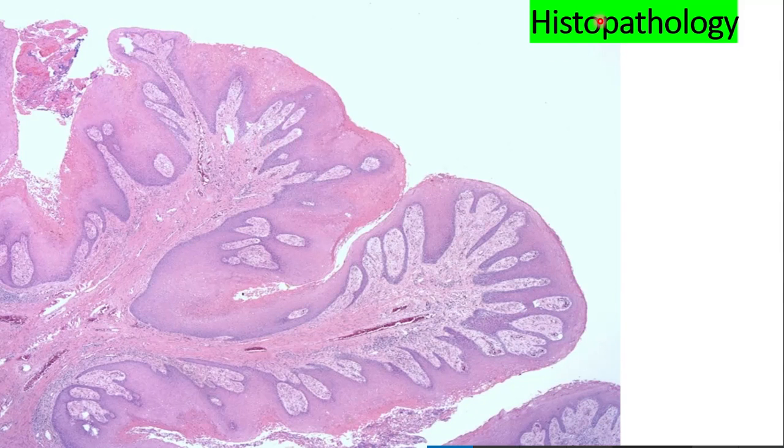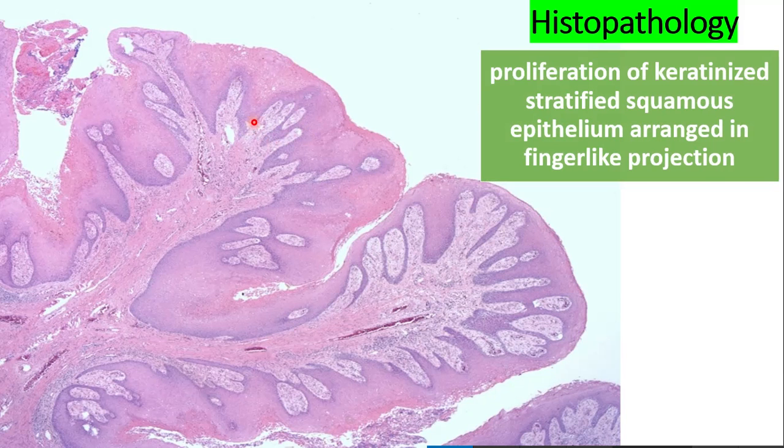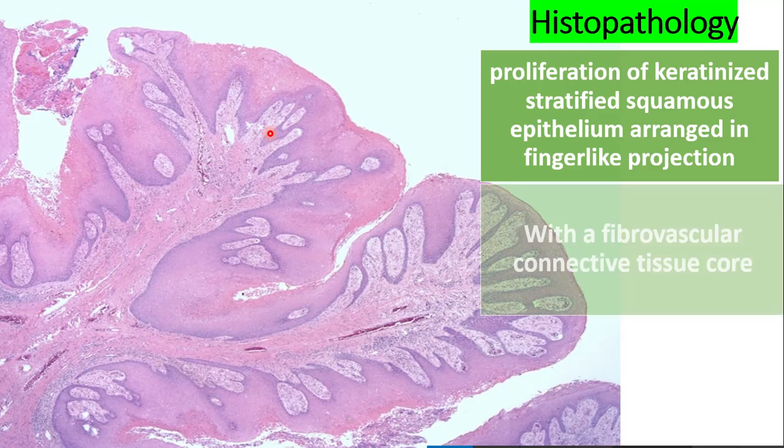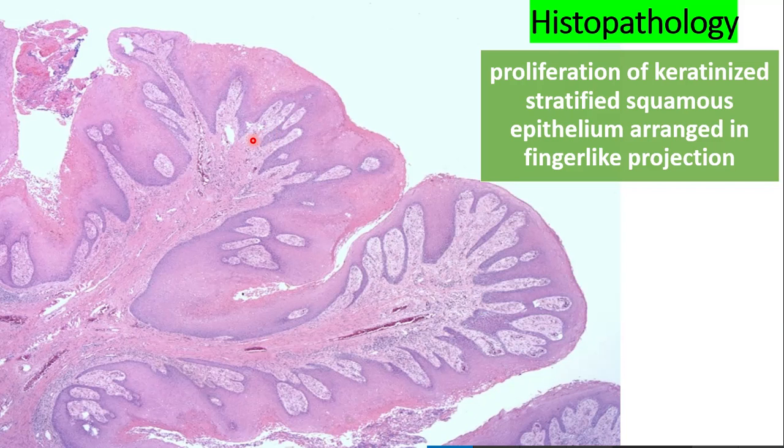Now in its histopathology, there are three key points. One is the proliferation of the stratified squamous epithelium. Two, there is the presence of a fibrovascular connective tissue core. And three, the presence of koilocytes. So let's look into that.